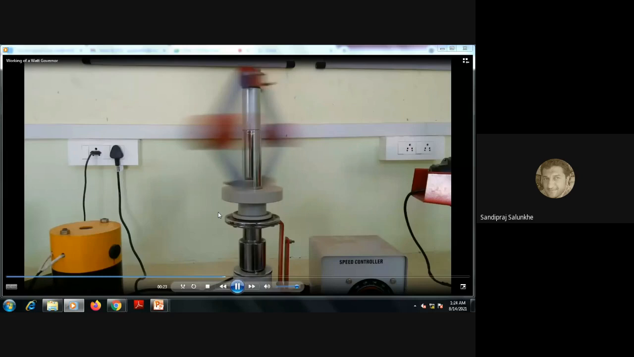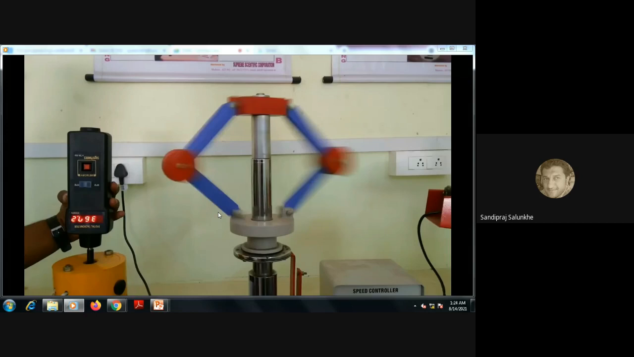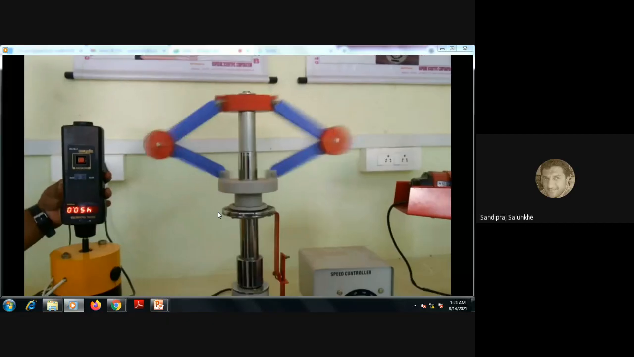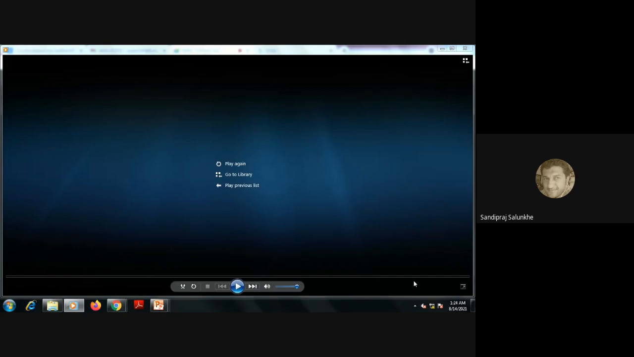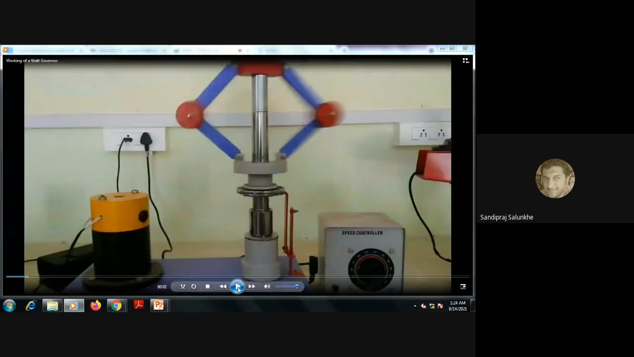Gyroscope and governor are two governing mechanisms. As the speed increases, you can see that the sleeve is lifted. This part, which moves up and down, is called the sleeve, whereas these two red balls are called flyballs, and these are the links which are connected to them.